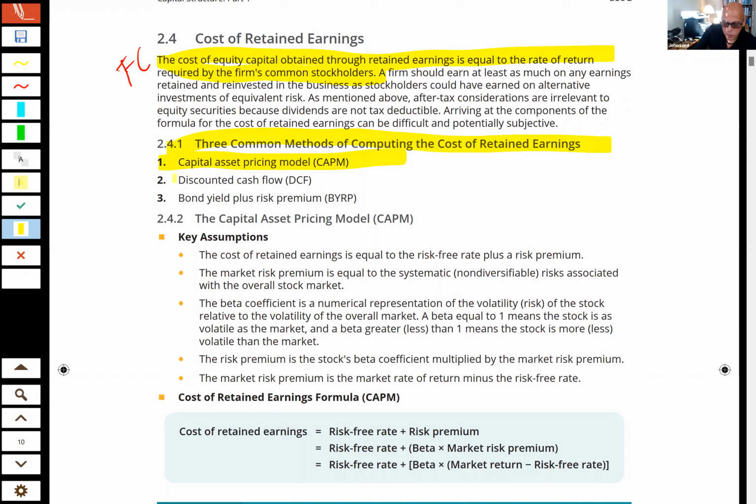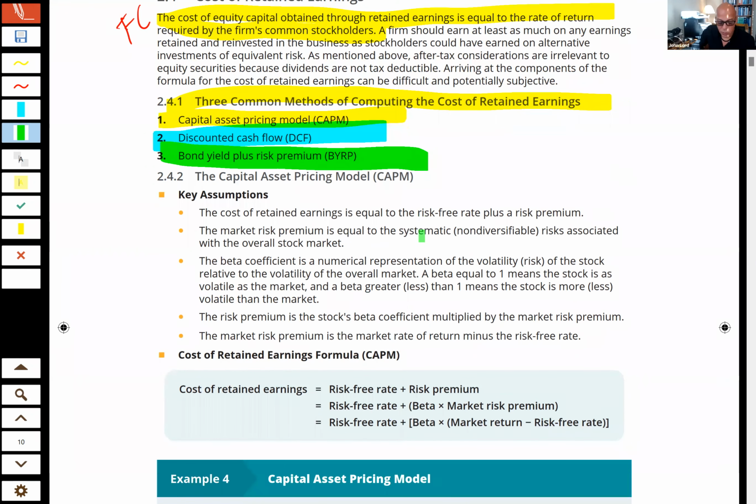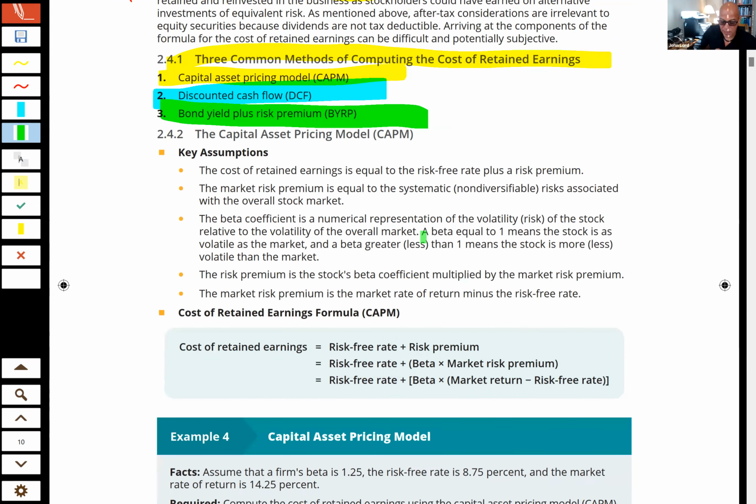We could also use something called the discounted cash flow model. We could also use the bond yield plus risk premium model. Or we could, although I would predict you won't see any questions that ask you to do this, use all three of these and then come up with the average of these to come up with your cost of common stock, or your cost, otherwise known as your cost of retained earnings. Okay, now let's go ahead and let's just look at the capital asset pricing model. Okay, let's just kind of look at, and they call it key assumptions. I think it's useful for us here.